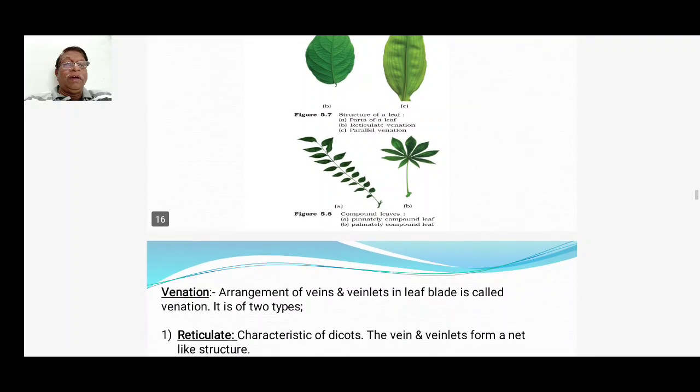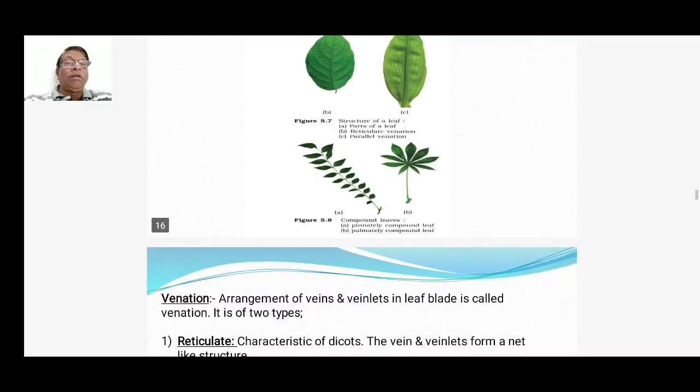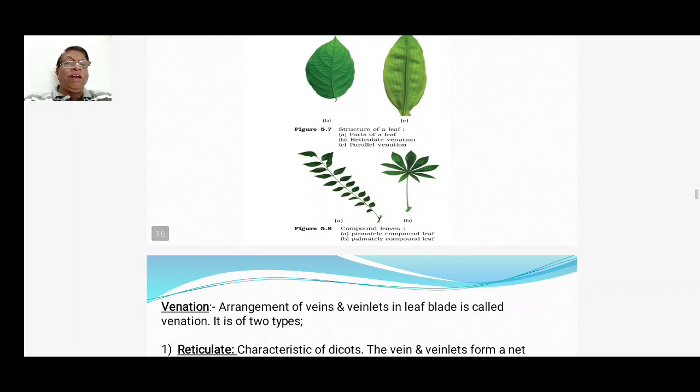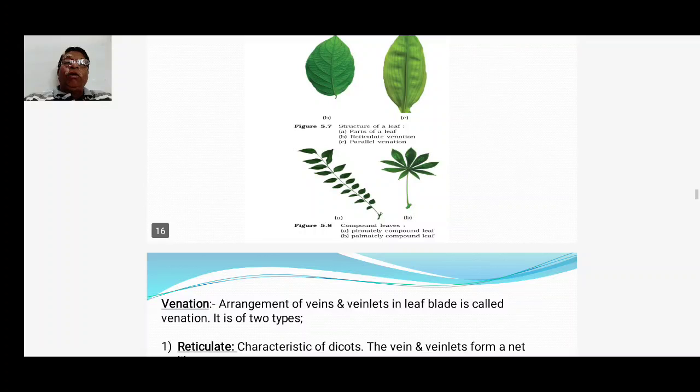Next, venation. You see these two leaves. One leaf is dicot leaf and right side leaf is monocot leaf. Venation is most important for the examination.